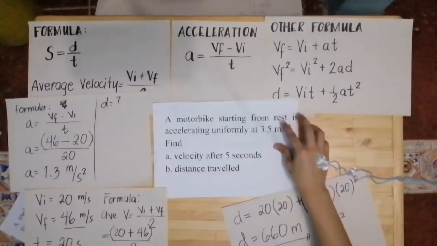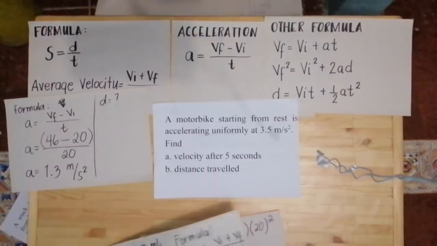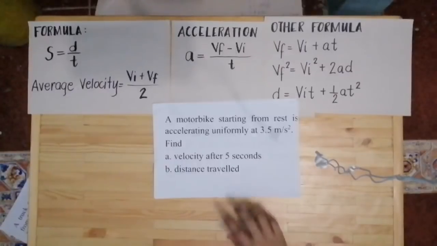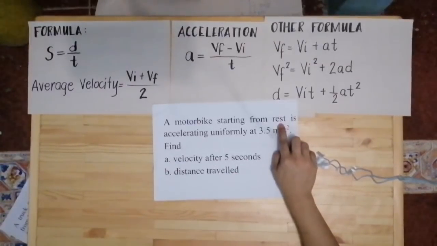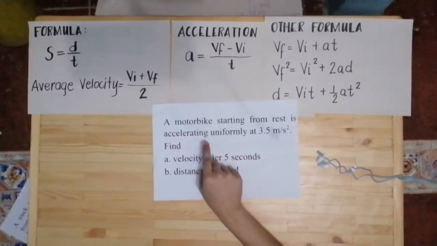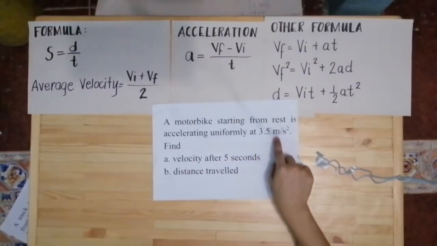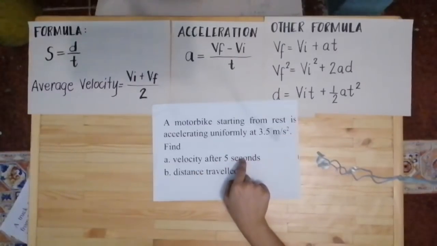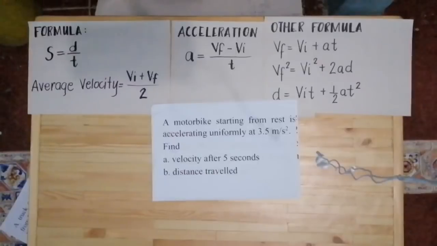Actually, second to the last. So next we have this problem. A motorbike starting from rest is accelerating uniformly at 3.5 meter per second squared. Then we need to find out the velocity after 5 seconds and the distance traveled. So now, this is what we will do.